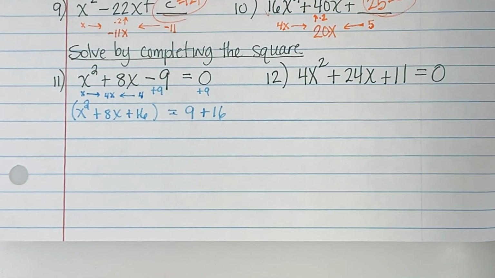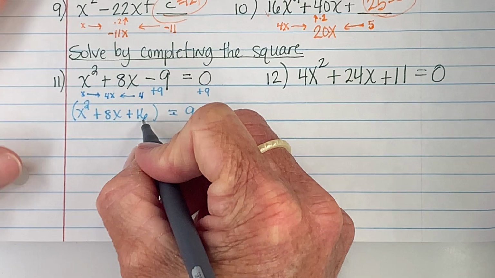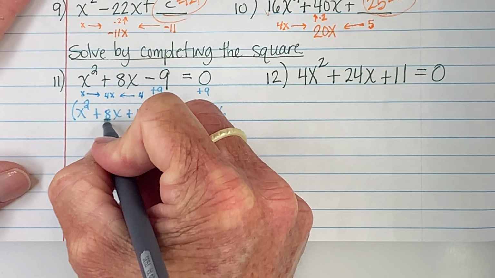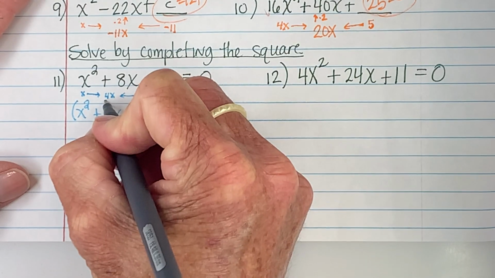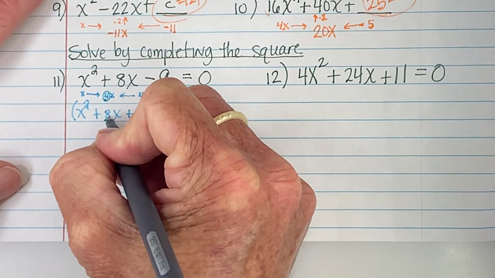Now, let me remind you how we did this last year. In order to come up with this number, all you do is you take this and you cut it in half. Half of 8 is 4, and then you square it.